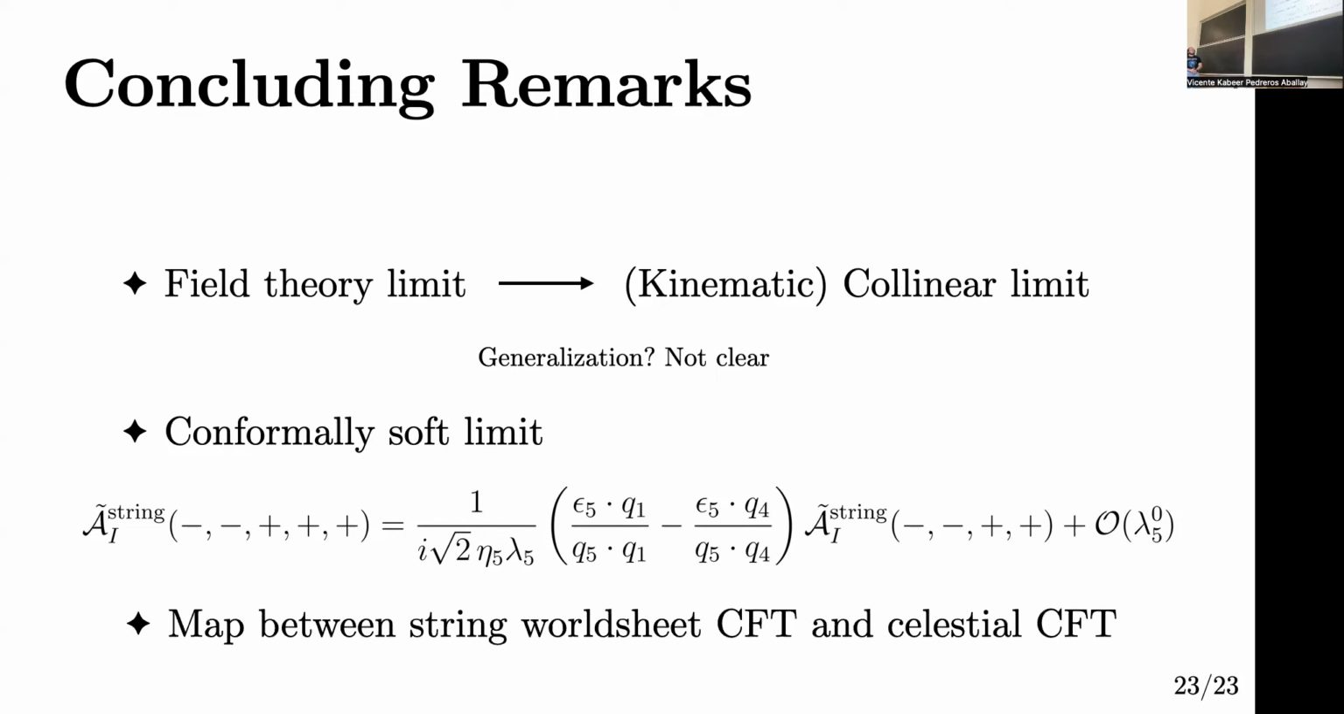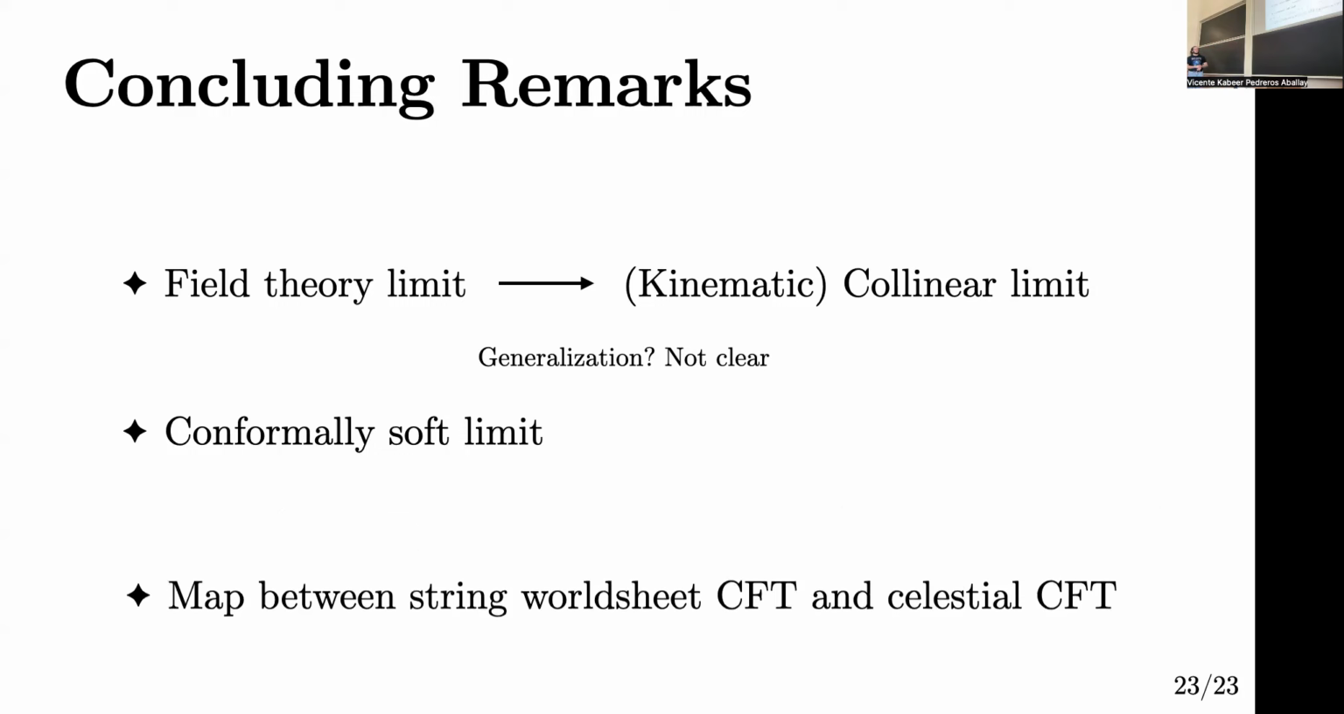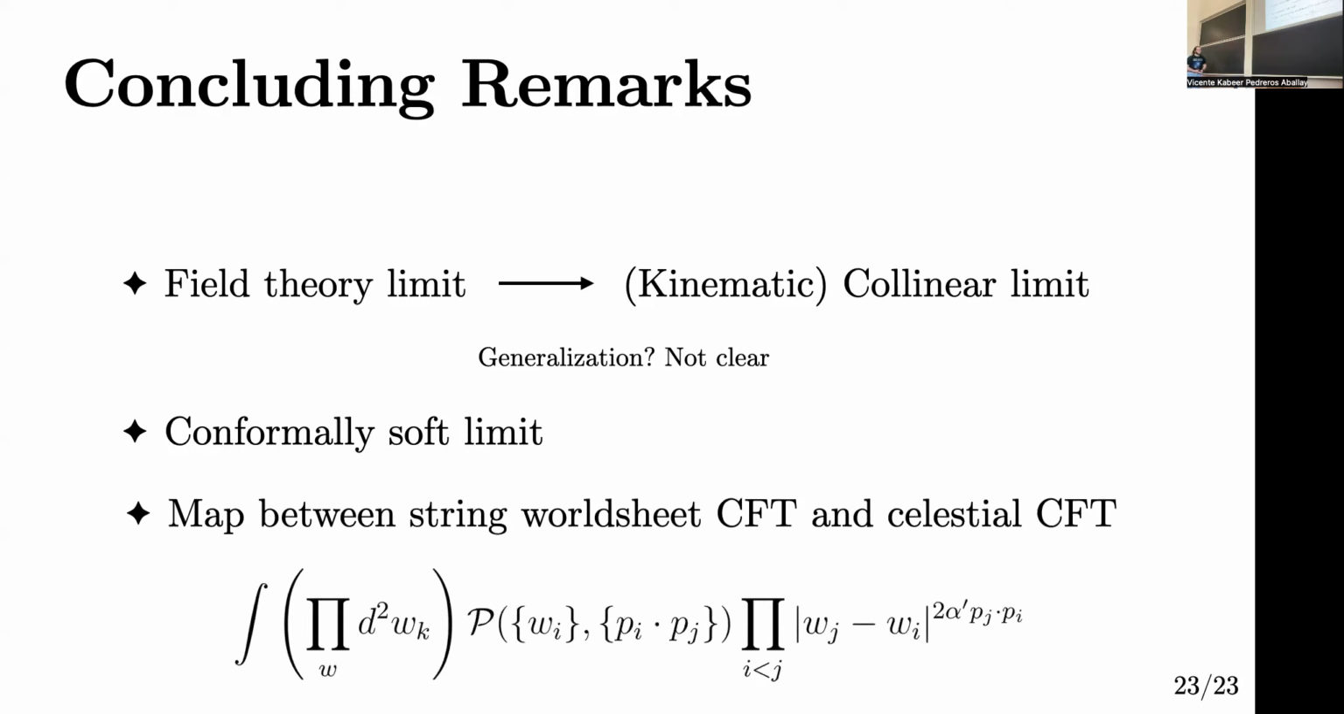And we also discussed the map between the punctured string worldsheet CFT and the punctured celestial CFT. We did it in the case of gravity, for gravitons. So in that case, we have this integral to be the amplitude. In this integral, we analyze it at the hard scattering limit, so if you take every single s, the Mandelstam variables, to go to infinity.